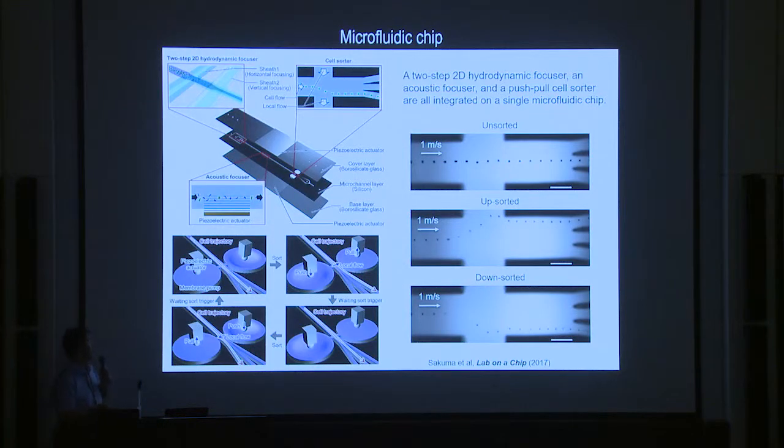And this is a microfluidic chip. It consists of three components: hydrodynamic focuser, acoustic focuser, and cell sorter. The cell sorter is this. Basically, it consists of two glass membranes with PZTs. When the target cell comes, we activate a PZT to push this glass membrane to create a perpendicular flow. Then this cell is kicked in this direction, or we can do this in the other direction as well. So this is the demonstration of cell sorting.